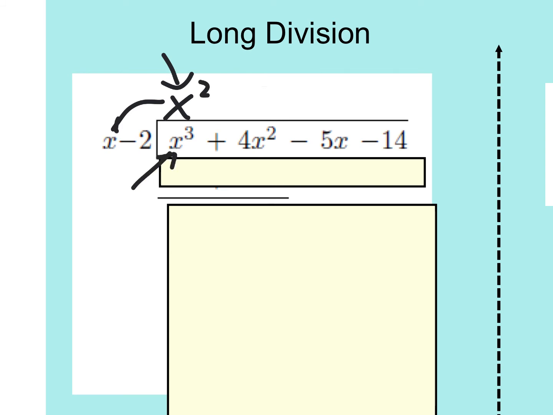What you're doing is you're trying to make it match. Now that x squared times x matches, you found the right thing. And then you distribute it to both parts. Negative 2x squared. All right.